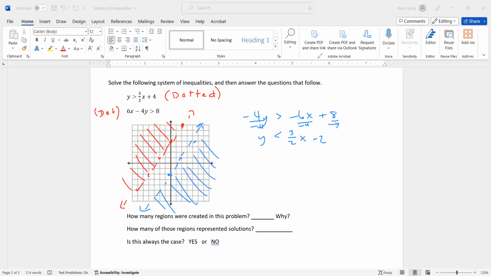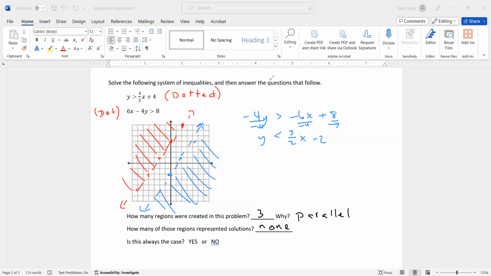What I notice here is that the lines are parallel, which creates not 4 regions, it creates 3, because those lines don't intersect. Because they don't intersect, it creates 3 regions, not 4. Now, how many of those regions represent solutions? Actually, in this one, none. There's no overlap. There are no solutions to this one.